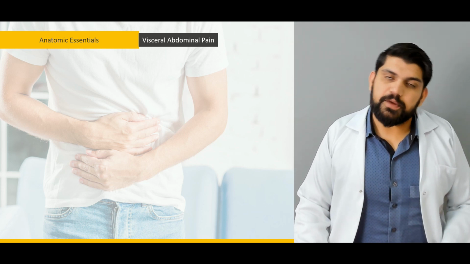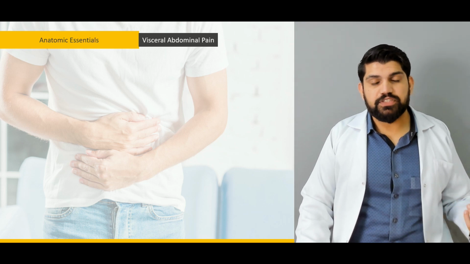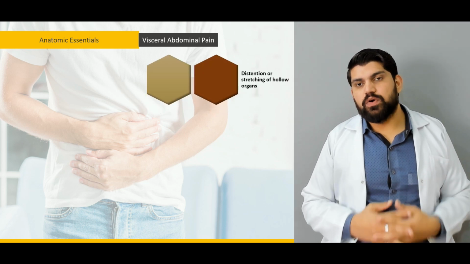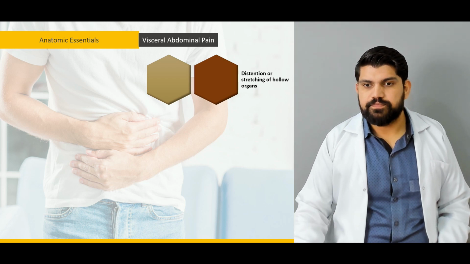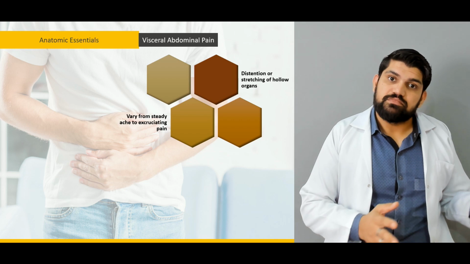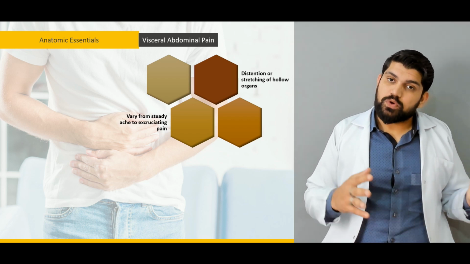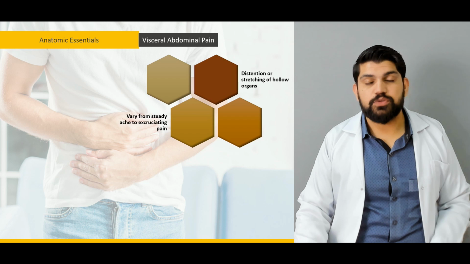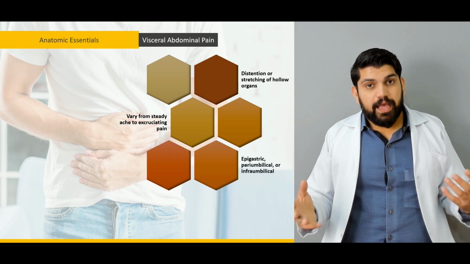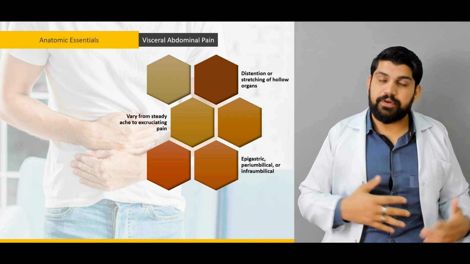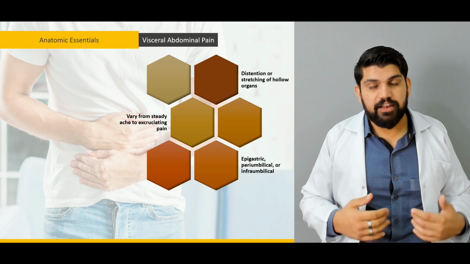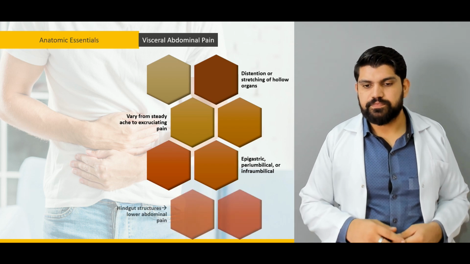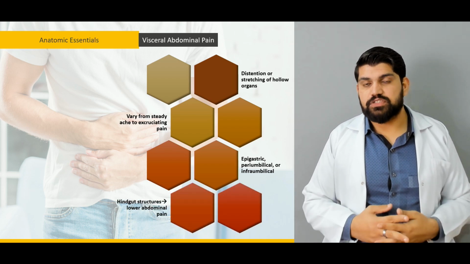So visceral pain is poorly localized because that's coming from a viscus. Distension and stretching of hollow organs can present with pain. Again, it can be gradual in onset to excruciating pain, or start off with excruciating pain. Needs to be differentiated. Epigastric, that's up in the abdomen, paraumbilical, around the umbilicus, infraumbilical, or lower abdominal pain. Depends on location. With lower abdominal pain, hindgut structures might be involved.